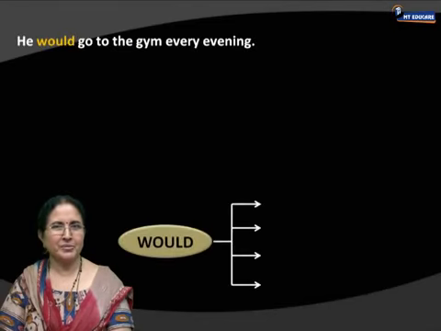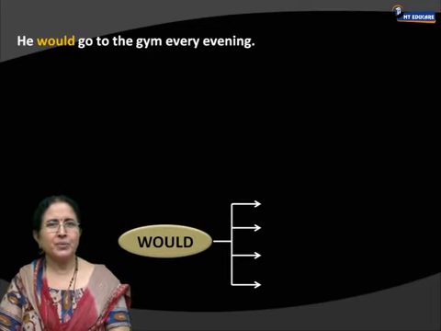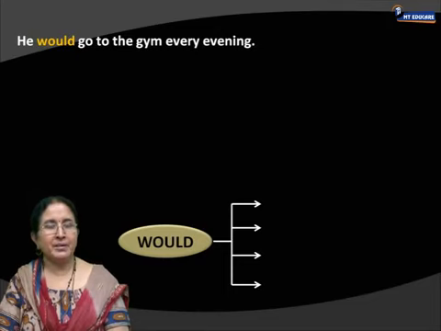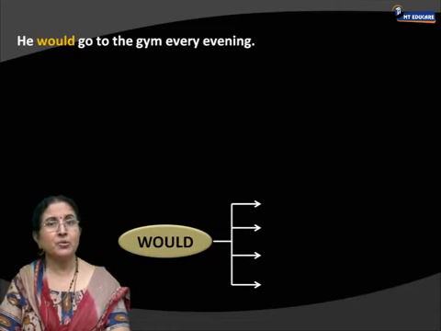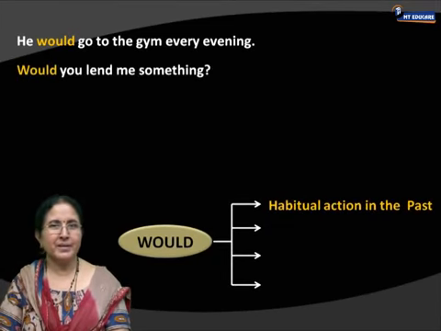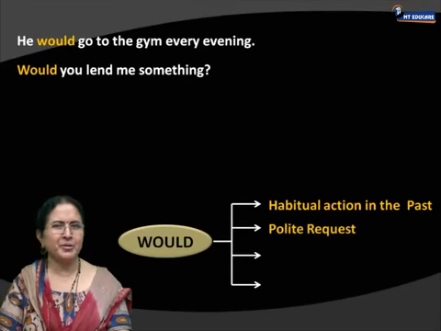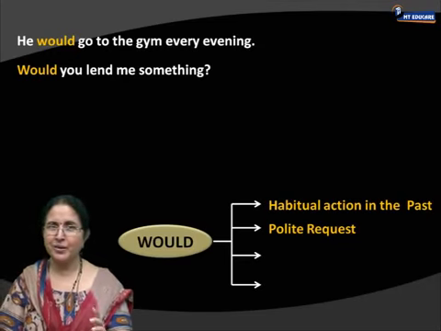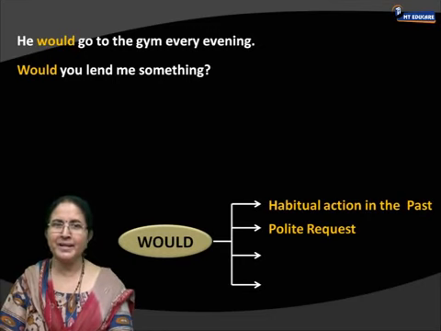Next one, would. Here, one, two, three, four arrows. So naturally we have got four functions. We'll have a quick look at it. He would go to the gym every evening. Now you are talking about someone's daily habit. Every evening he would go to the gym. And so see what the function is: habitual action in the past. Would you lend me something? Now again, polite request. You must have come across this many times. Can, may, will. These are all polite requests. Could also, polite request. Could you please help me? See here also, would you lend me something is also a polite request.